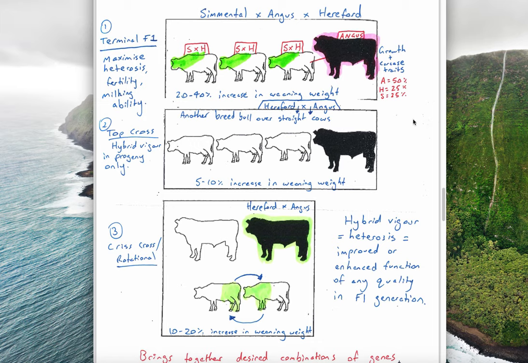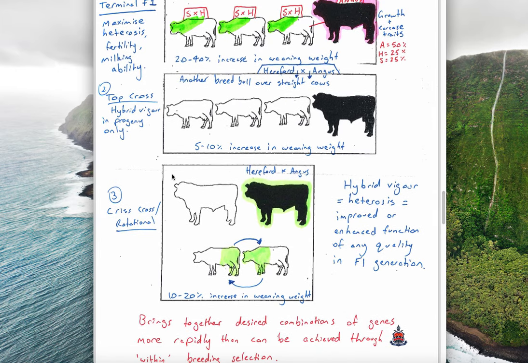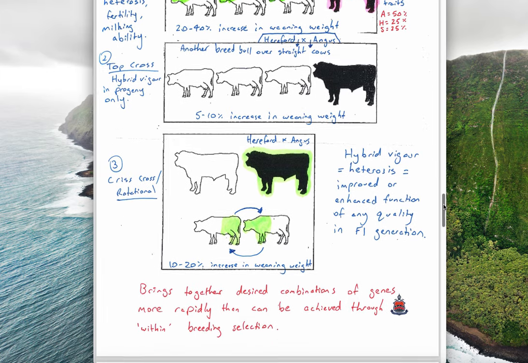If you cross a Simmental Hereford with an Angus Hereford or something like that, then you're not going to tend to get hybrid vigor. So Topcross is just crossing a straight bull with a straight cow, like 100%. An example here is Hereford and Angus. You only get a 5 to 10% increase in weaning weight. You'll get hybrid vigor in the progeny only in the offspring of these two, but if you breed them any further down the line, you won't get hybrid vigor.